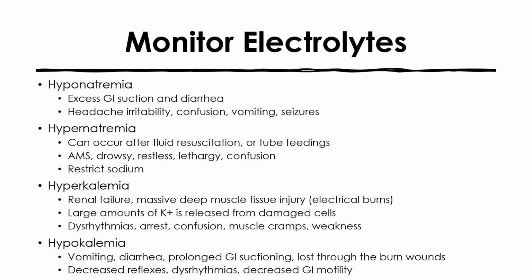Hyperkalemia, high potassium. If we have renal failure going on, acute kidney injury, or massive deep muscle tissue injury, remember from the electrical burns the myoglobin, this can definitely cause hyperkalemia. Large amounts of K are released from damaged cells. So remember that potassium is coming out of the cells, especially when we have those fluid shifts. We need to watch out for dysrhythmias and cardiac arrest. The patient may be confused, and have muscle cramps and weakness.